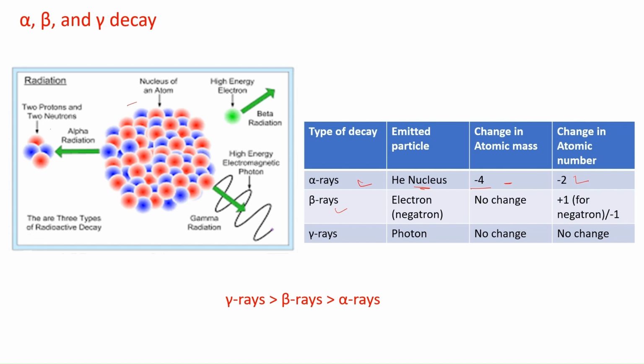If any element is emitting beta rays, then what will happen? The main particle which will be emitted will be an electron. It's a negatron actually. What change will we notice? In atomic number, it will become +1. For gamma rays, it is a photon. No change in atomic mass, no change in atomic number. If we see the penetration property, we'll find that gamma rays have much more penetration power compared to beta and compared to alpha rays. Clear?